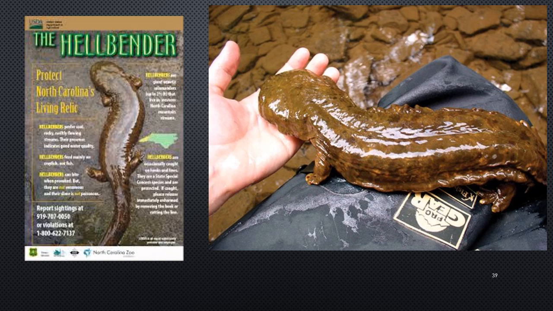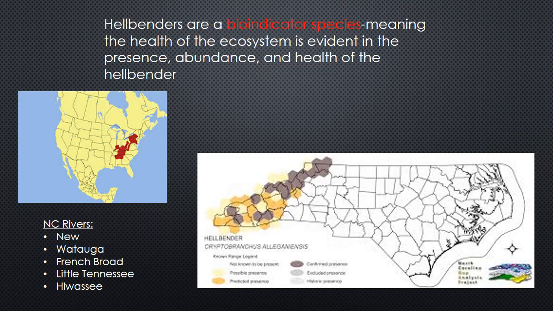And let me go to the next slide. A bioindicator species just means that we can determine the health of the ecosystem, like the water quality, by looking at the presence, the abundance, the health of the hellbender. And the hellbender is very sensitive to silt and pollution, so they're a good indicator of water quality in our streams and our rivers.